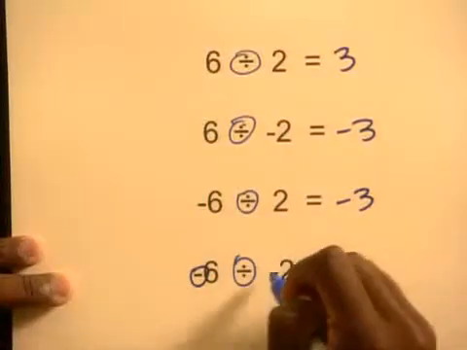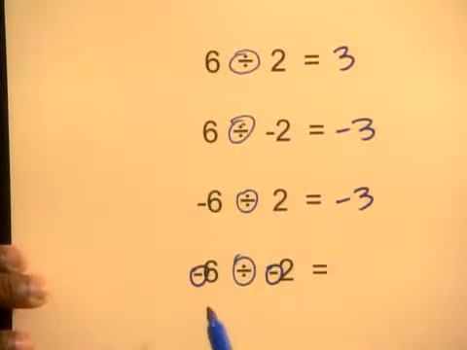One bad apple can ruin the whole bunch. Ain't that right? And then last but not least, a negative divided by a negative. So negative 6 divided by negative 2 would be? A positive 3. Very good job, Brandon.